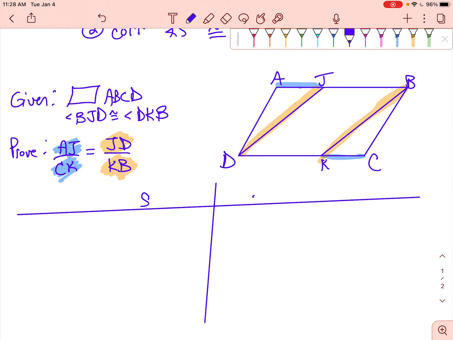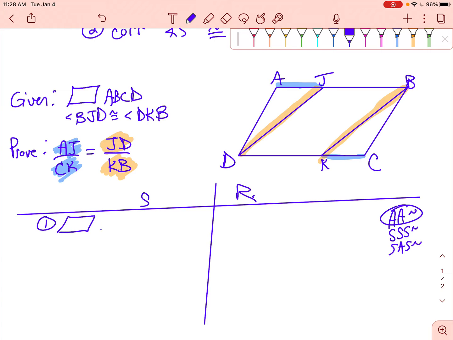So first, let's go ahead and get these triangles to be similar to each other. Ways to get triangles similar: we need either two angles, angle-angle, side-side-side similarity, or side-angle-side similarity. 99% of the time, you're just looking for two angles. So let's look at the given information.